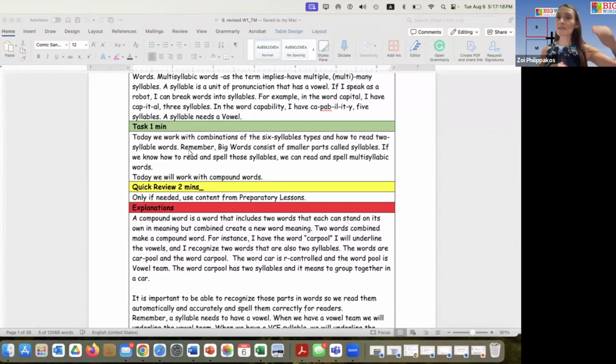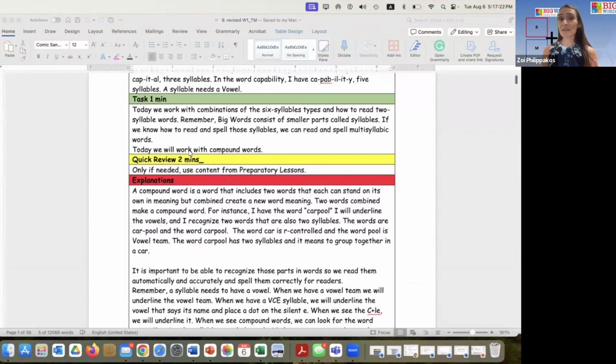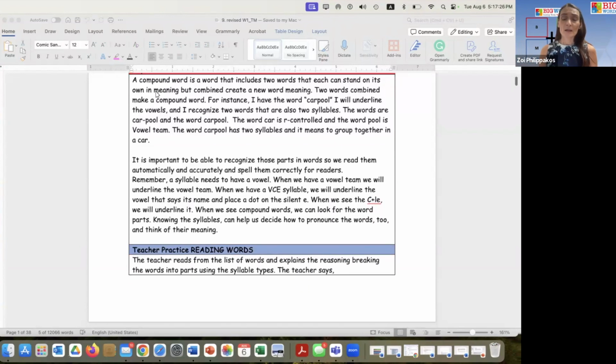So that was the time completed for the first 2 tasks. And you see we have indicated a minute, but it's far less than a minute. Then the teacher will proceed with an explanation. What is a compound word? A compound word is a word that includes two words that can stand on their own in meaning, but combined, they can create a new word meaning. Two words combined make a compound word.